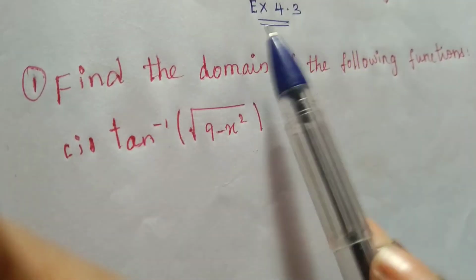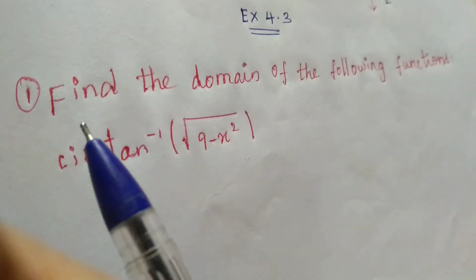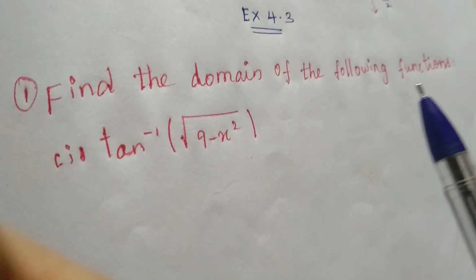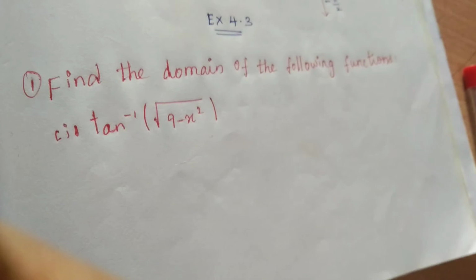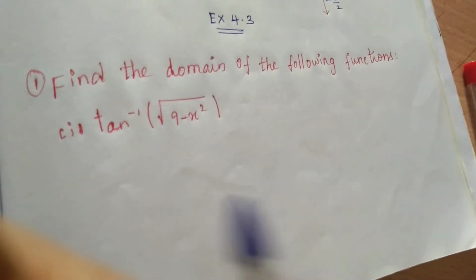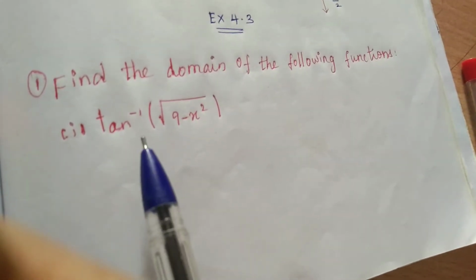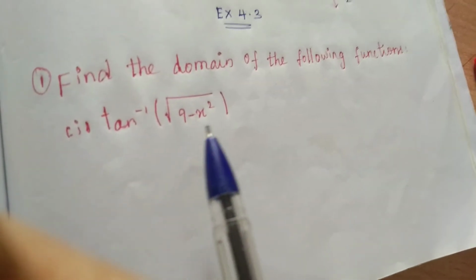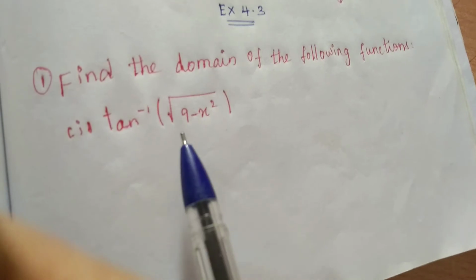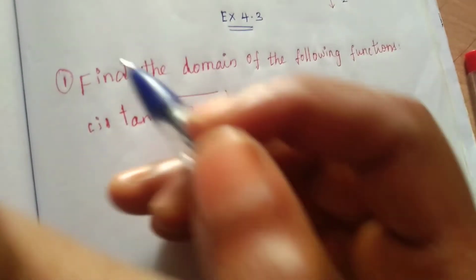Exercise number 4.3, first sum. Find the domain of the following functions. First part: tan inverse of square root of 9 minus x square. Going to the solution.